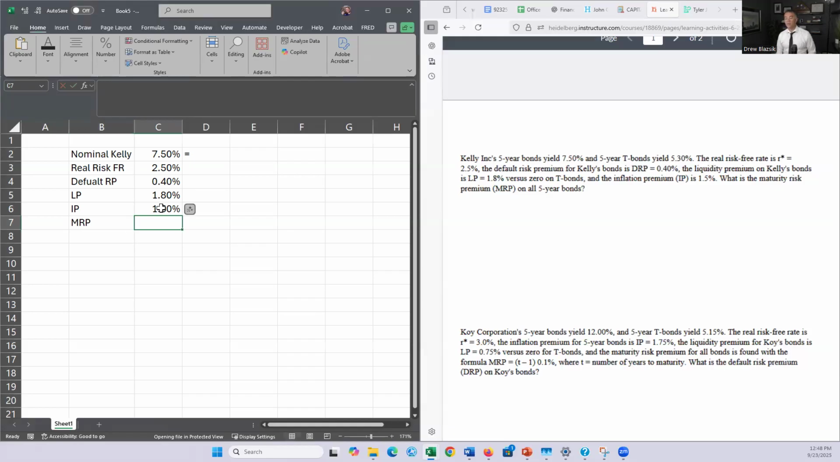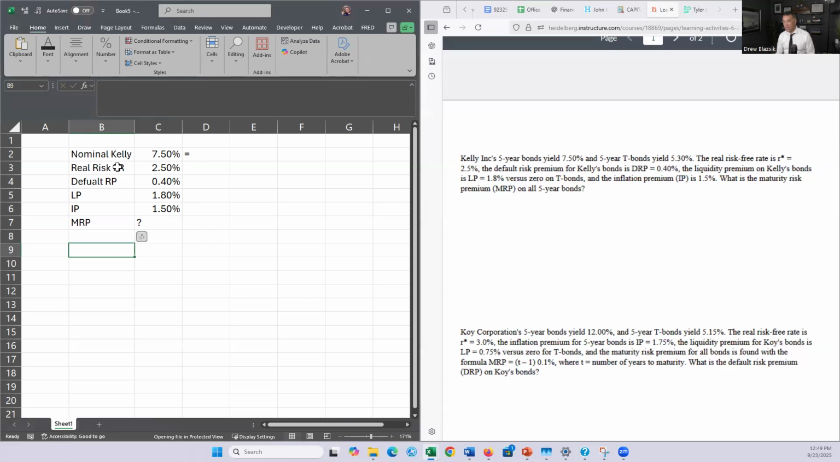What is maturity risk premium? That is how long it is. There is a risk of holding on to a 20-year bond rather than a 1-year. There's a greater chance that Kelly Incorporated will go out of business in 20 years than next year. So it's more risk for you to hold on to longer debt. They're going to have to accommodate that risk and pay. Well, that is the question we're trying to solve.